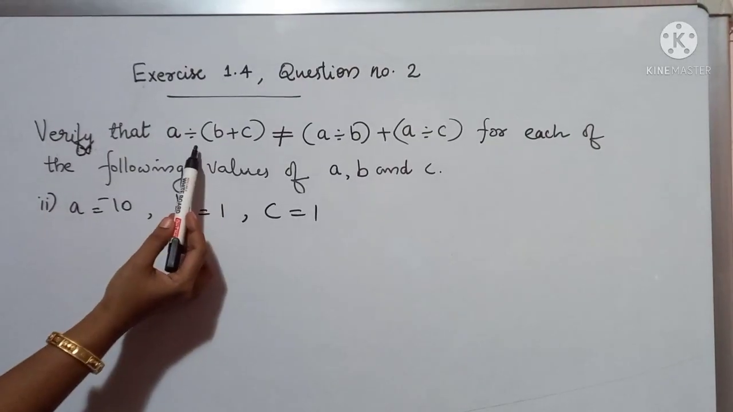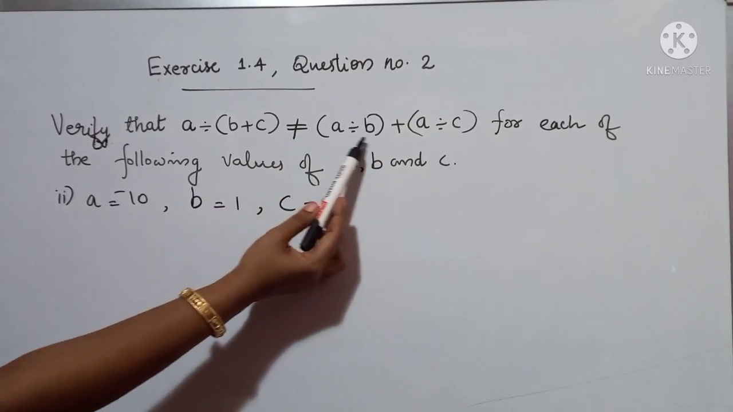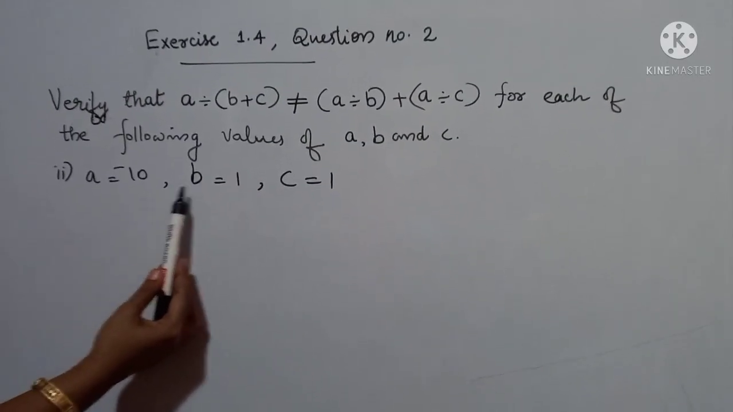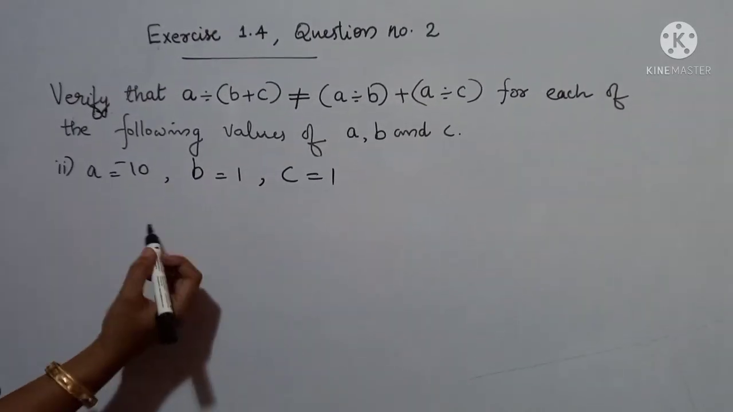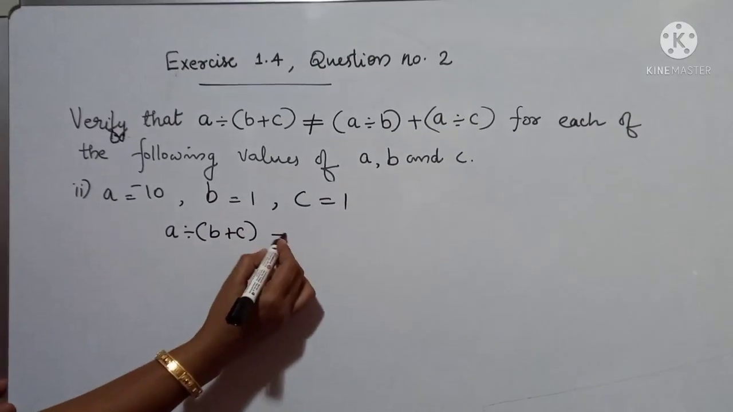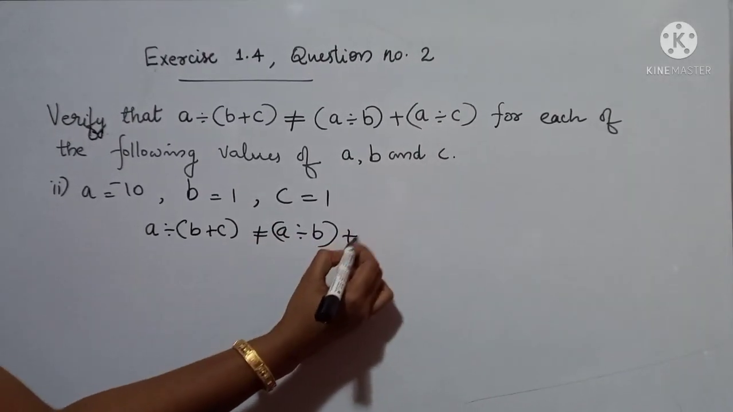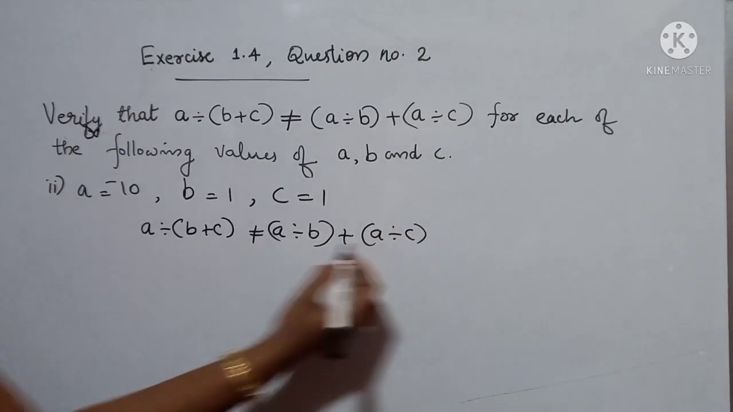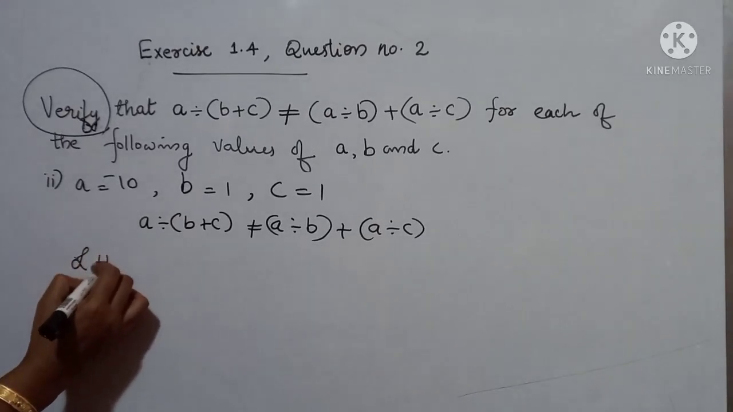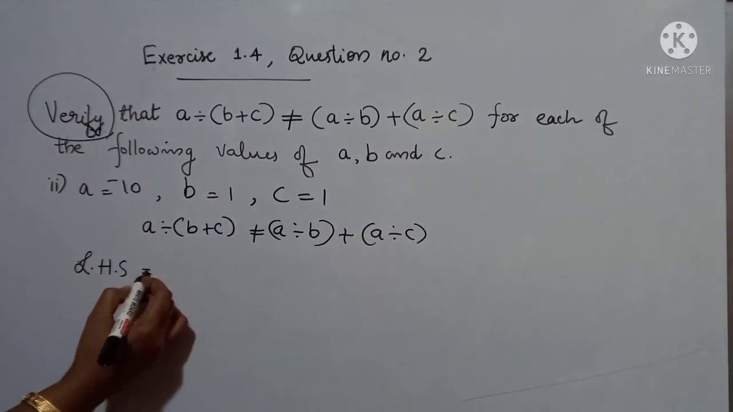Second one, similar question, same question itself. A divided by (b plus c) is not equal to a divided by b plus a divided by c. And we have to prove that for a is equal to minus 10, b is equal to 1 and c is equal to 1. First we have to write a divided by (b plus c) not equal to a divided by b plus a divided by c. And verification, I told you first, whenever we are verifying we have to find LHS and RHS, left hand side and right hand side separately, and compare both.